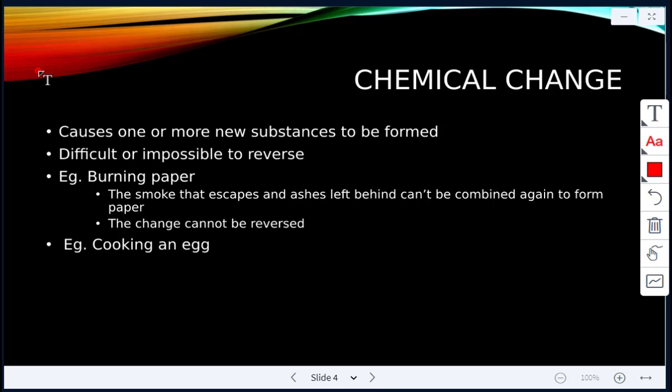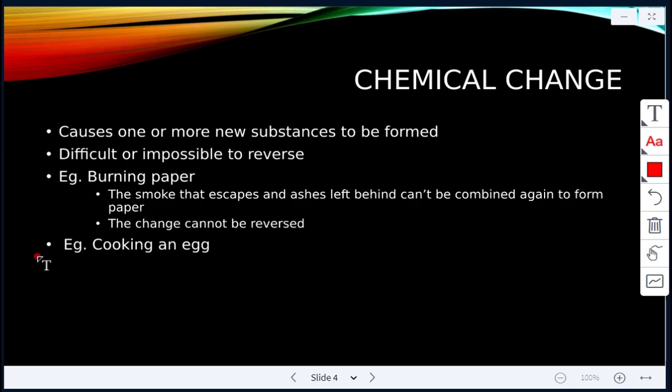A chemical change, on the other hand, causes one or more new substances to be formed, and it's difficult or impossible to reverse. So for example, burning paper would be a chemical change. There's smoke that escapes, there's ashes that are left behind. You can't combine those together again to form the original paper. So the change cannot be reversed. Okay, so that's how we know it's a chemical change.